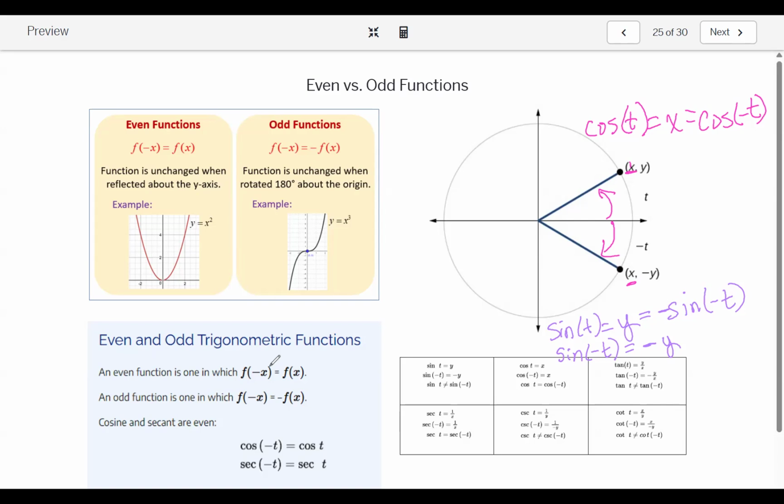So basically, all of this is just saying there are certain weird symmetries in the trig functions. They do follow one of these two rules. Most of the functions we study don't fall in either category. So this isn't an everything is one or the other. Most stuff is neither even nor odd.